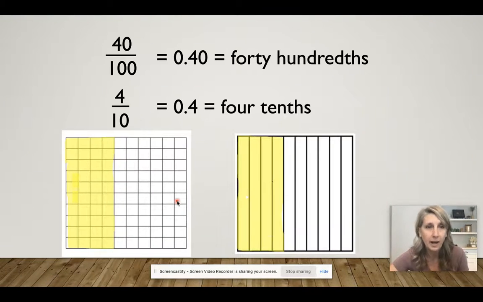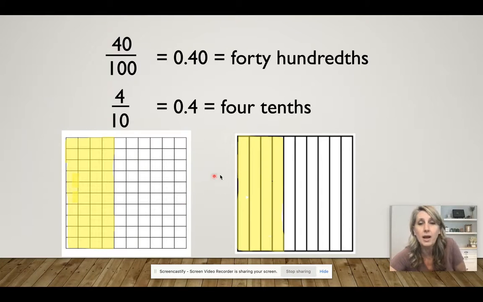Here's what you might have done. You might have colored in plain and simple like this. 10, 20, 30, 40. 40 out of 100. Which looks like this written down as a decimal and in words, 40 hundredths. You might have also realized that it could be like that. So maybe you were tricky and you didn't grab this one, you grabbed this one, and that actually can show me 40 hundredths as well.